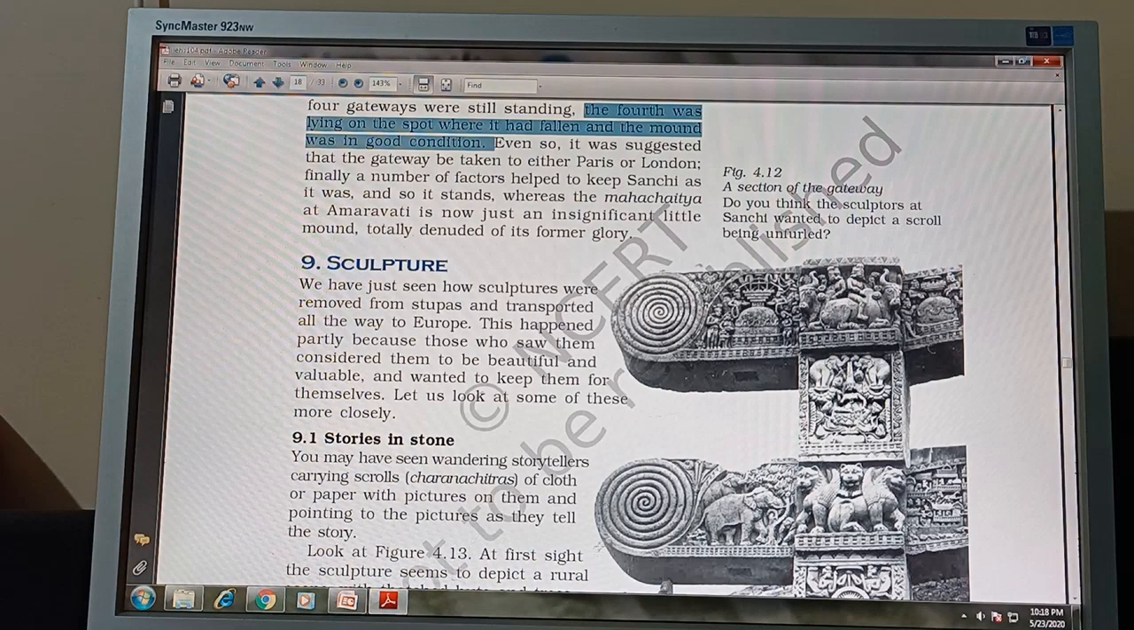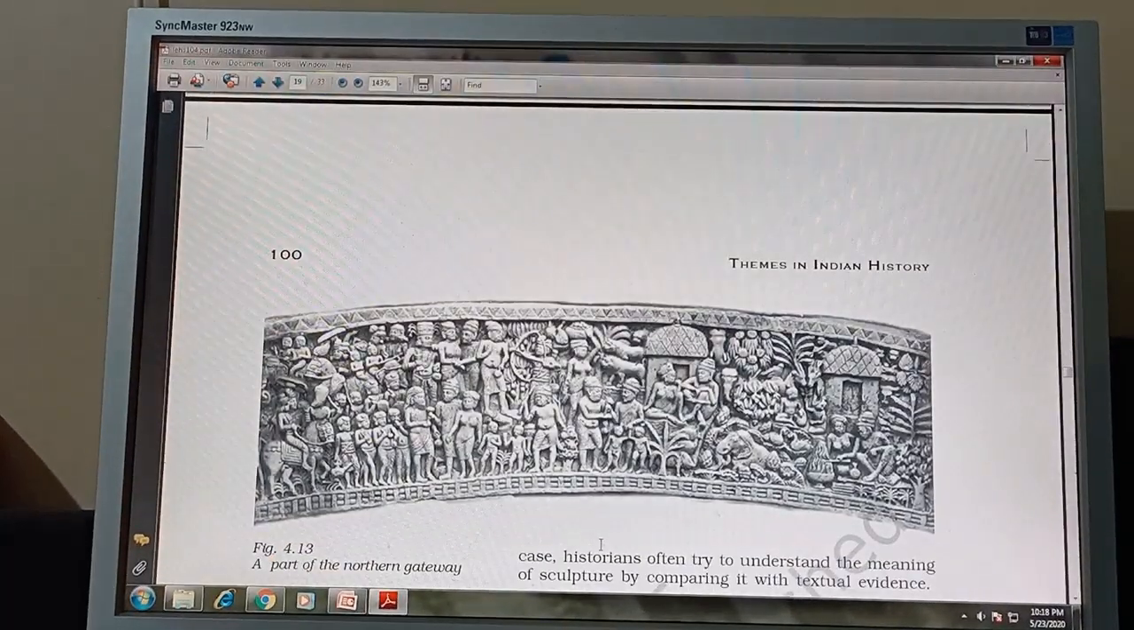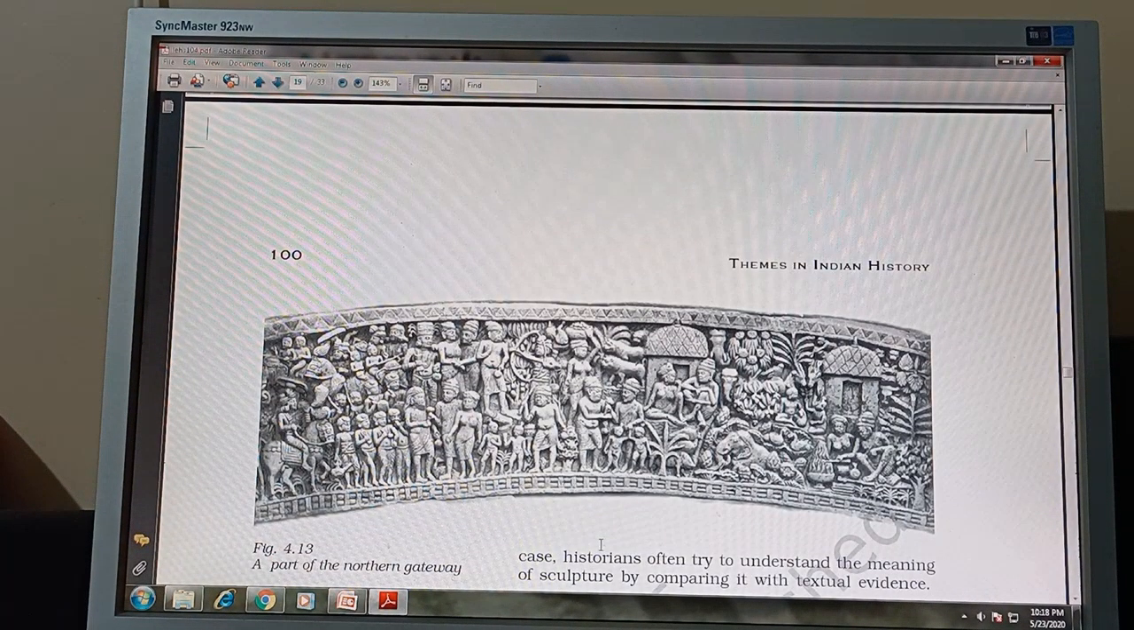But later, historians tried to understand the history related with the sculpture. One such sculpture we are going to discuss, children. If you see this picture, page number 99, your figure 4.3, at first sight, if you look at the sculpture, it seems it is about rural life with thatched huts and trees. So you see that maybe it's just a simple rural life.